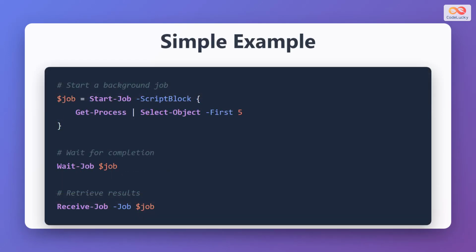Let's look at a simple example. First, we start a background job using start-job with a script block that gets the first 5 processes. We store this in the $job variable. Next, we wait for the job to complete using wait-job. Finally, we retrieve the results using receive-job with the -job parameter and our job variable. This pattern is the foundation of working with job results.